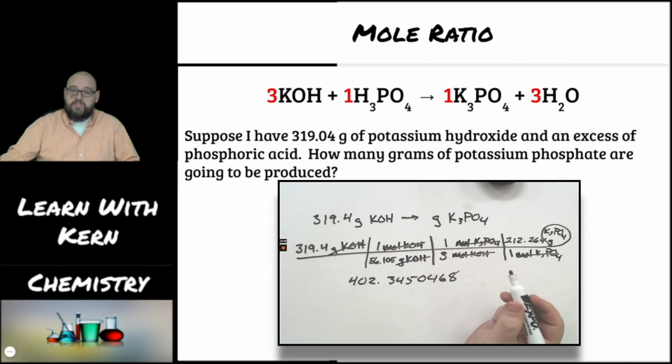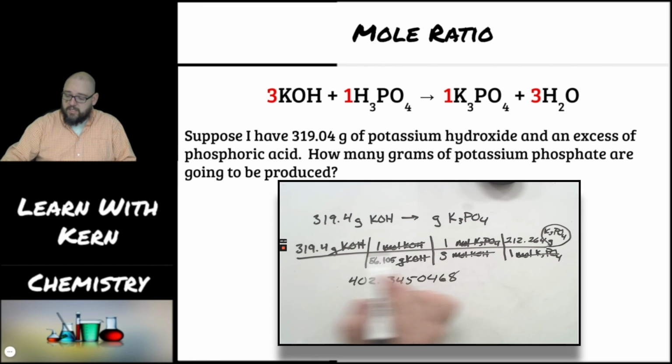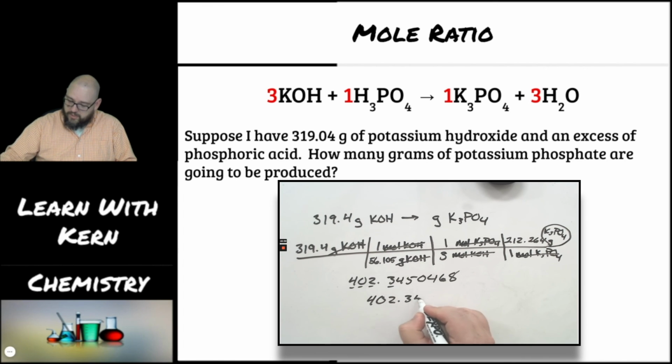402.3450468. But just like we've been doing, we have to round to the proper number of significant figures. Well, my number I started with is 1, 2, 3, 4 significant figures long, so I need 4 significant figures. So my final answer is 402.35 grams of K3PO4.